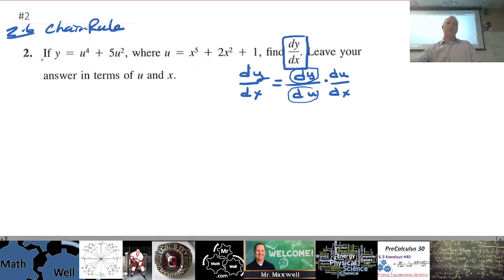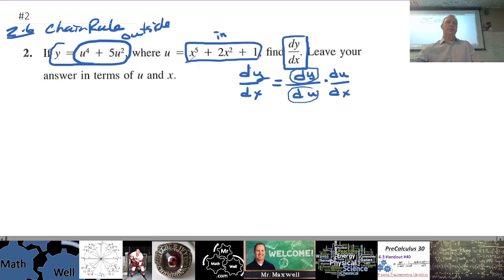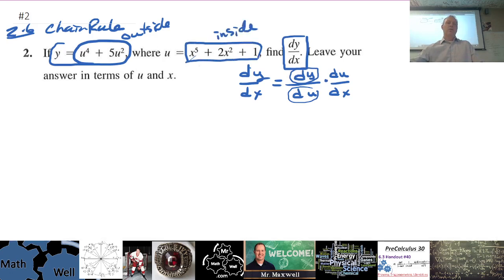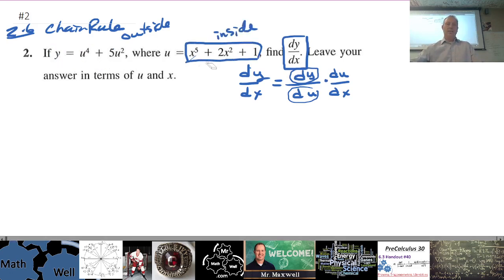So what that means is this, that the outside function is this right here. This is the outside function. Okay? It's u to the fourth plus 5u squared. The inside function, that is the u part, is this. It's actually x to the fifth plus 2x squared plus 1. So this is the inside.